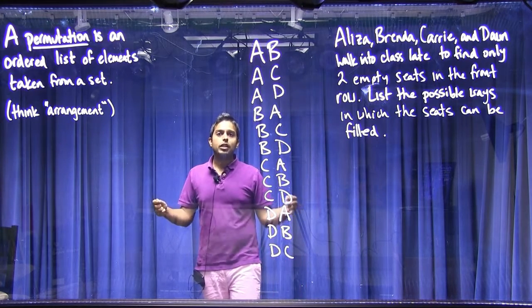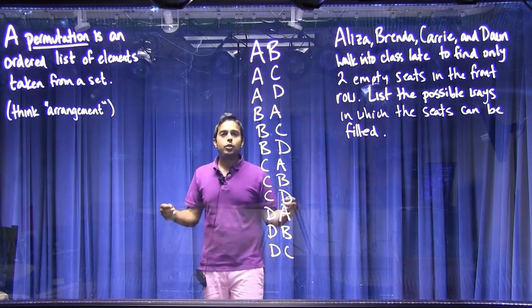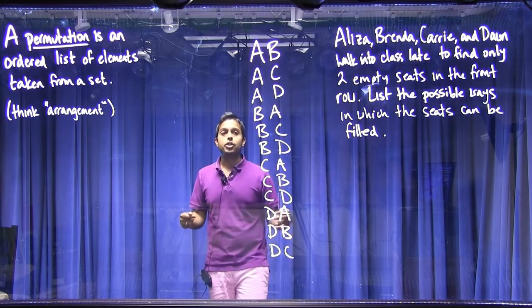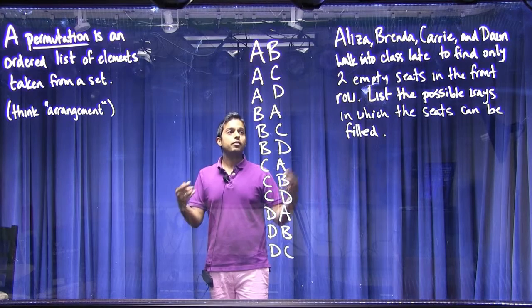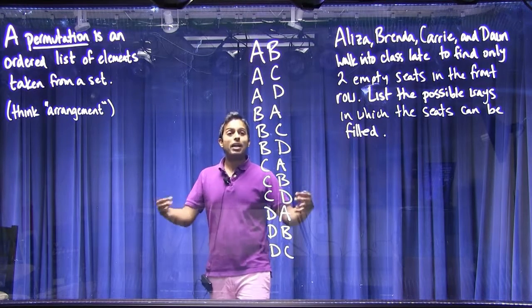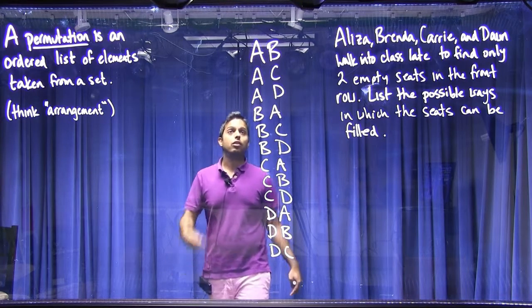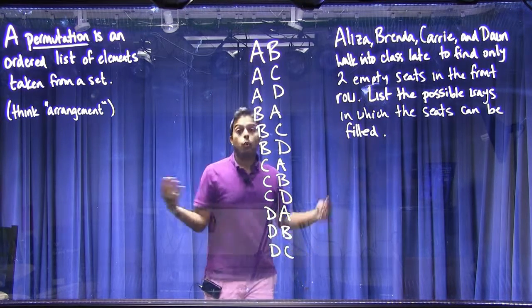In most of the problems dealing with permutations, we're not actually going to be asked to list all the permutations like we did here. We'll actually be asked just to count them. So for the purposes of this problem, if we were asked how many ways there are for these students to fill these 2 seats, we would say that there are 12 ways for them to do it.